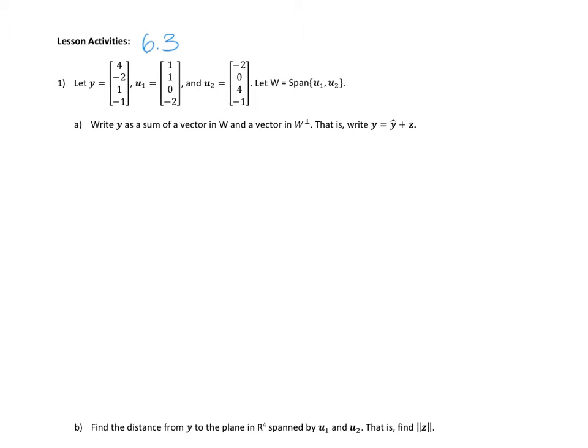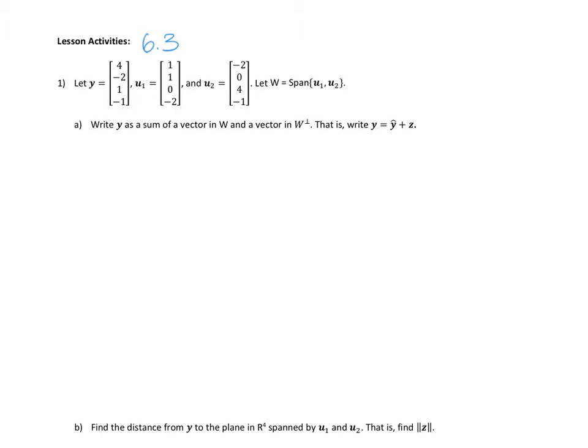These are the lesson 6.3 activities. Number 1, we have a vector y and then two vectors u1 and u2. Everything lives in R4. W is going to be the span of u1 and u2, so all the linear combinations of u1 and u2. We call that a plane in R4.